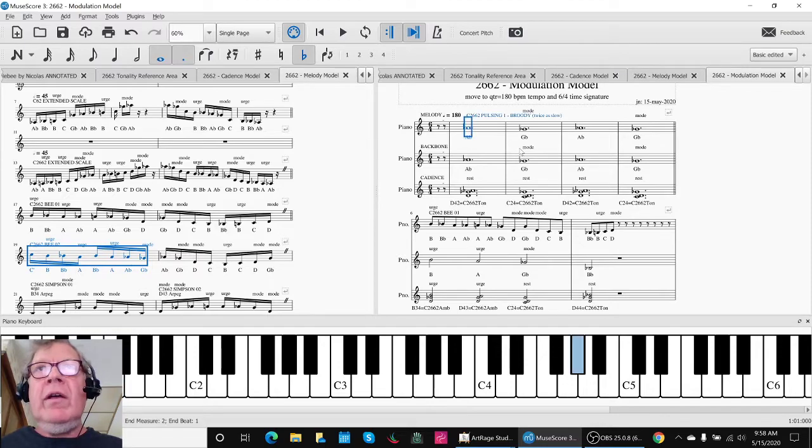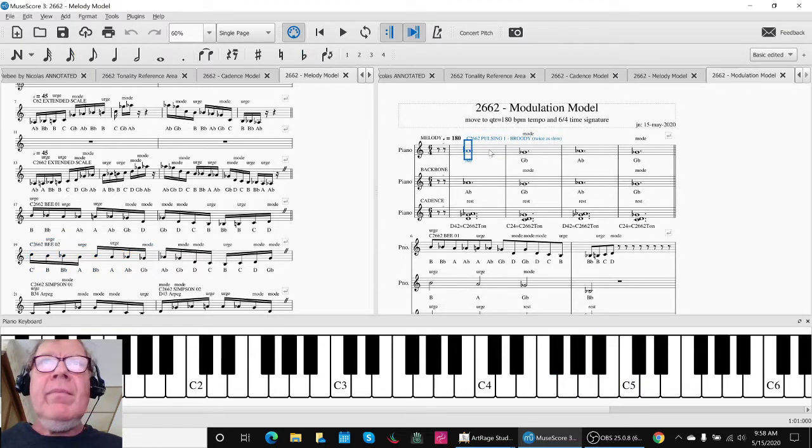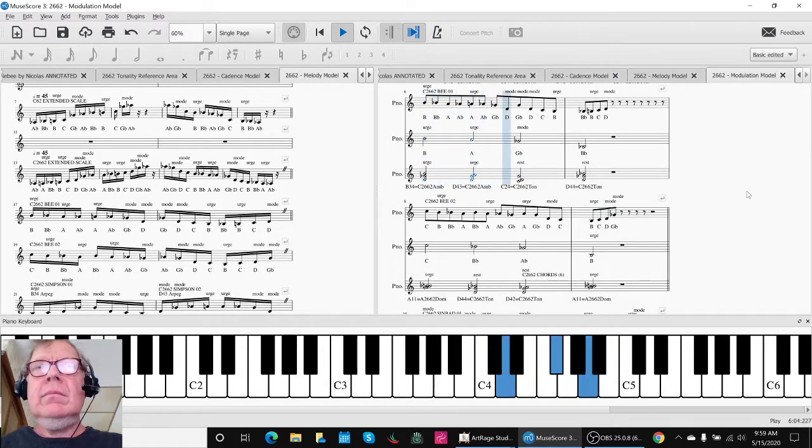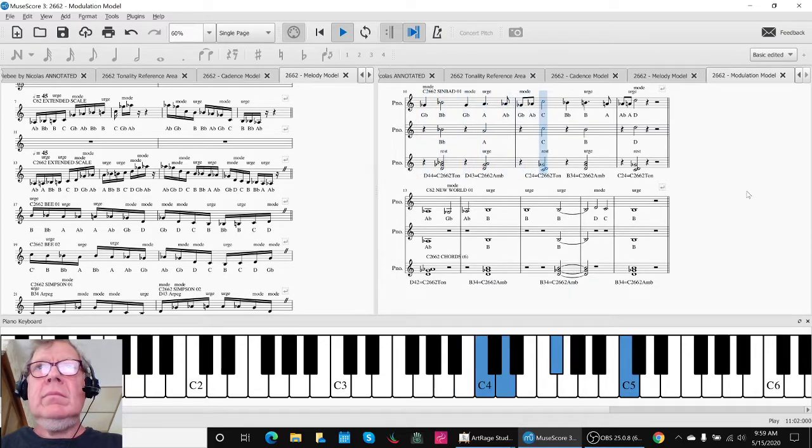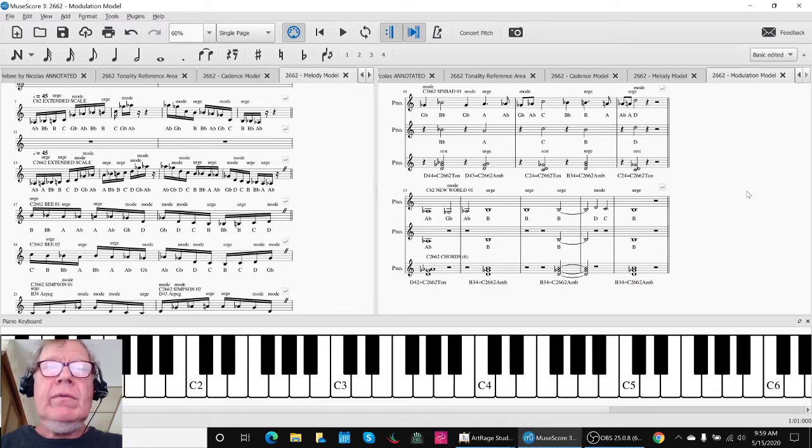To end it up, we'll go ahead and play what we've done so far with the melodies to date, having a backbone and a cadence, a sound like this. These are all in the C2662 full tonality.